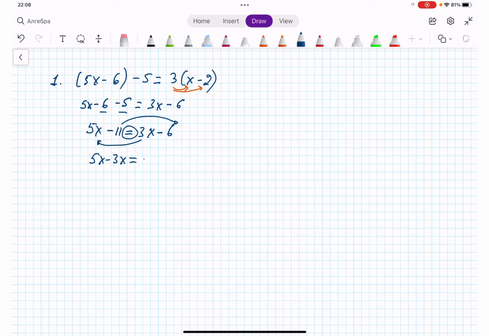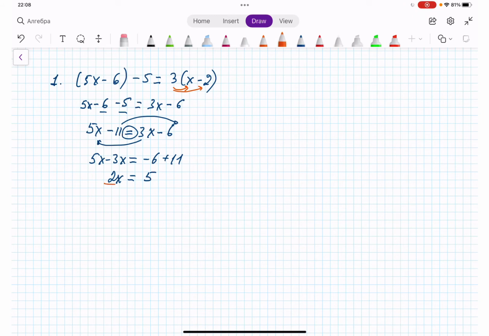So negative 6 doesn't move anything, and this negative 11 moving on the right side. So it was negative 11 will become positive. Remember, I told you every time you move term over equal sign, you flip the sign on the opposite. Okay, 5x minus 3x is 2x. Negative 6 plus 11, positive 5.